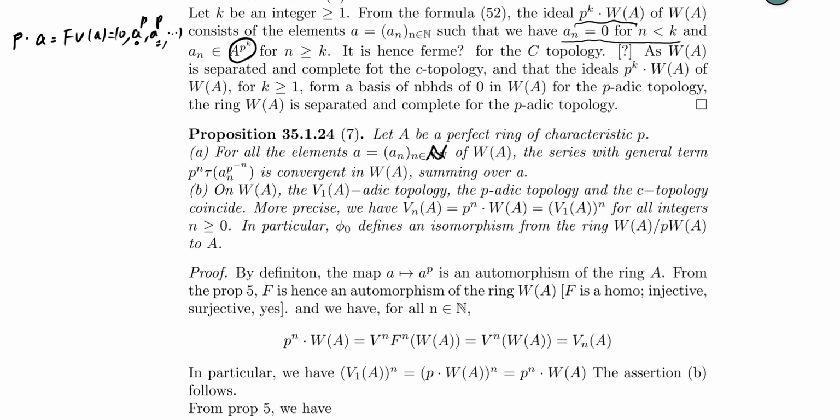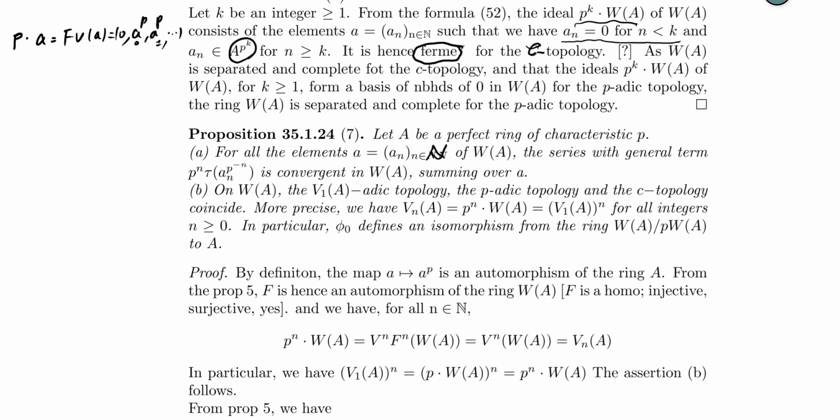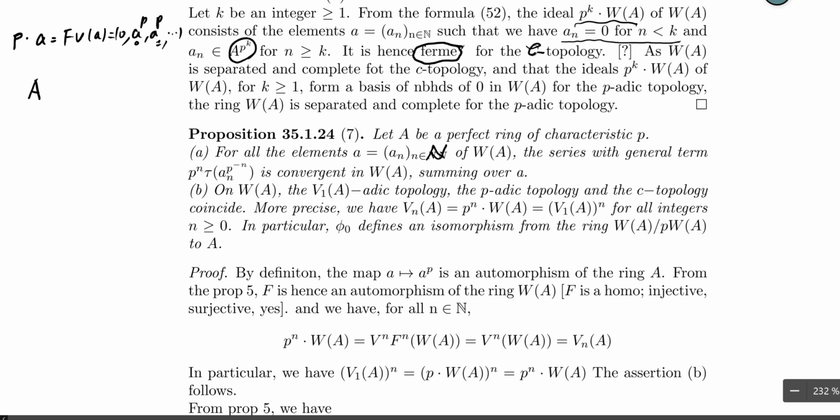It is hence fermé pour la topologie C. Fermé is closed. For the C topology is the Vm topology. You have to notice, you guys see something wrong. This notation, according to the multiplication by p, it's not a product with self. If it's a product with self, it's A itself, because Y is inside A. But this just means all the elements of A raised to the pth power.